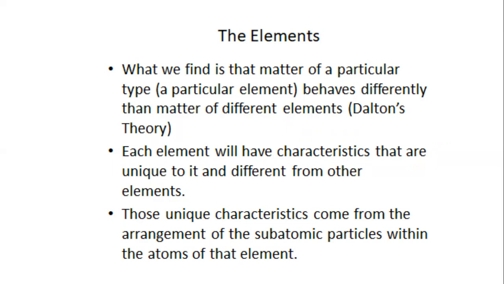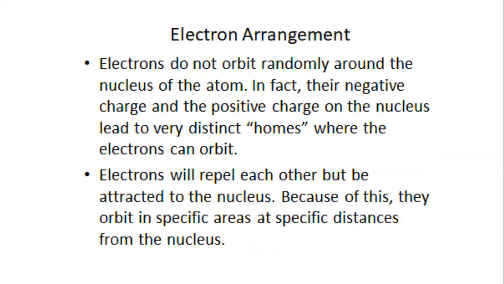So now we're going to talk about how the electrons are arranged inside of an atom. We briefly touched on the fact that electrons are constantly in motion in this large space around the nucleus. So electrons do not orbit randomly around the nucleus of the atom. In fact, their negative charge and the positive charge on the nucleus lead to very distinct zones where the electrons can orbit. Remember, opposites attract. Like charges repel each other.